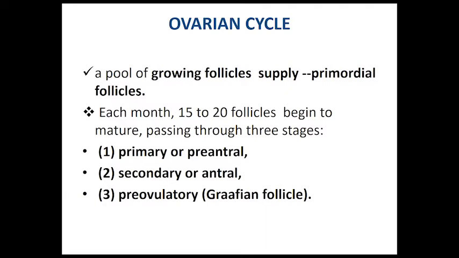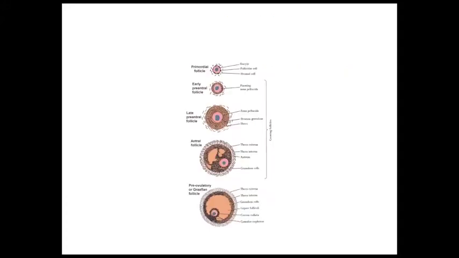So that is the difference. You have primordial, primary, secondary, and the Graafian follicle. These are the different stages. If you see in this picture, this is the primordial follicle, with a single layer of cells around it. Then this is the pre-antral follicle because there is no formation of the antrum as yet. This is the late pre-antral, that is multiplication. The one cell layer has become multiplied and has formed a number of layers outside.